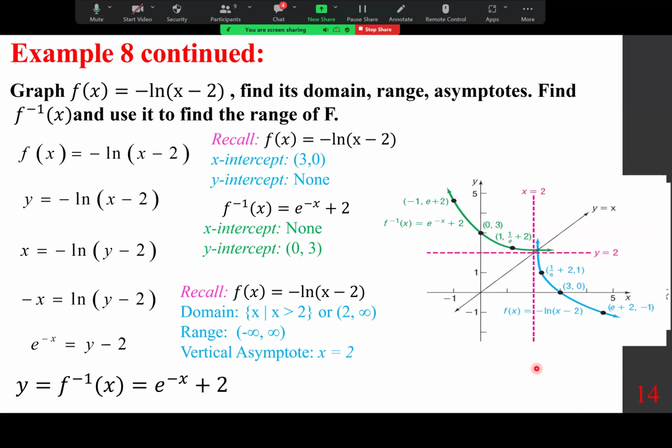Vertical asymptote was x equals 2. Now horizontal asymptote is y equals 2. See, for the green one. So we should be able to make these transitions. Okay? We should be able to make these transitions, everybody.